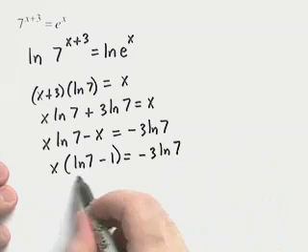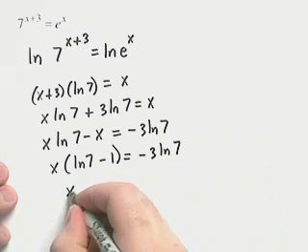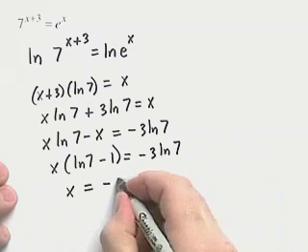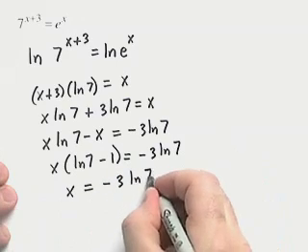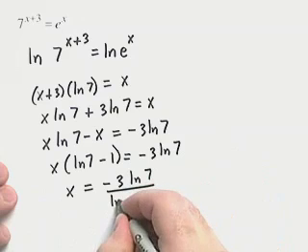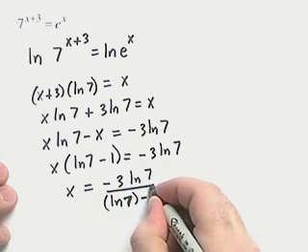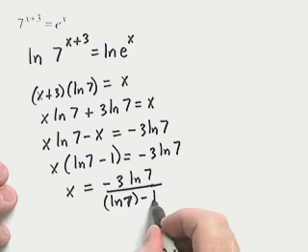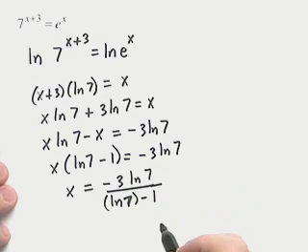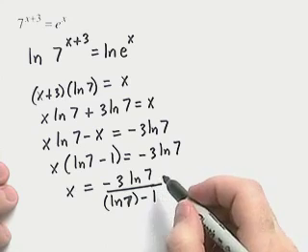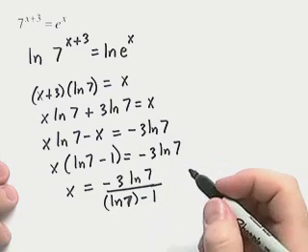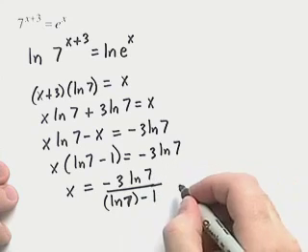We're going to divide both sides by this quantity in parentheses. So we'll have x is equal to negative 3 times the natural log of 7 over the natural log of 7, in parentheses, minus 1. We put that in parentheses to make sure we're clear that the minus 1 is separate from the logarithm. So this is an exact answer. If we wanted to get the approximate answer, we could put this in our calculator.